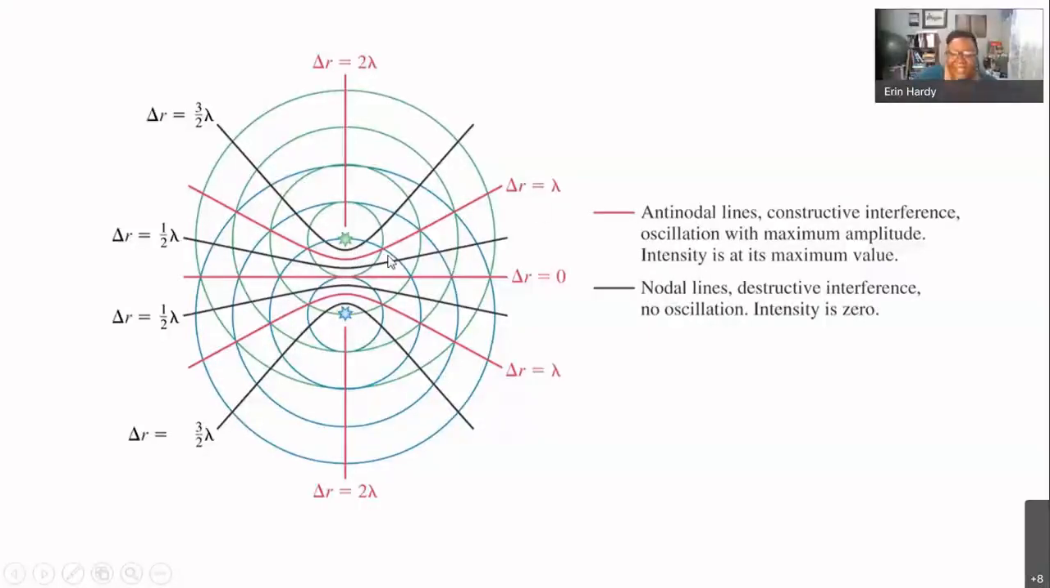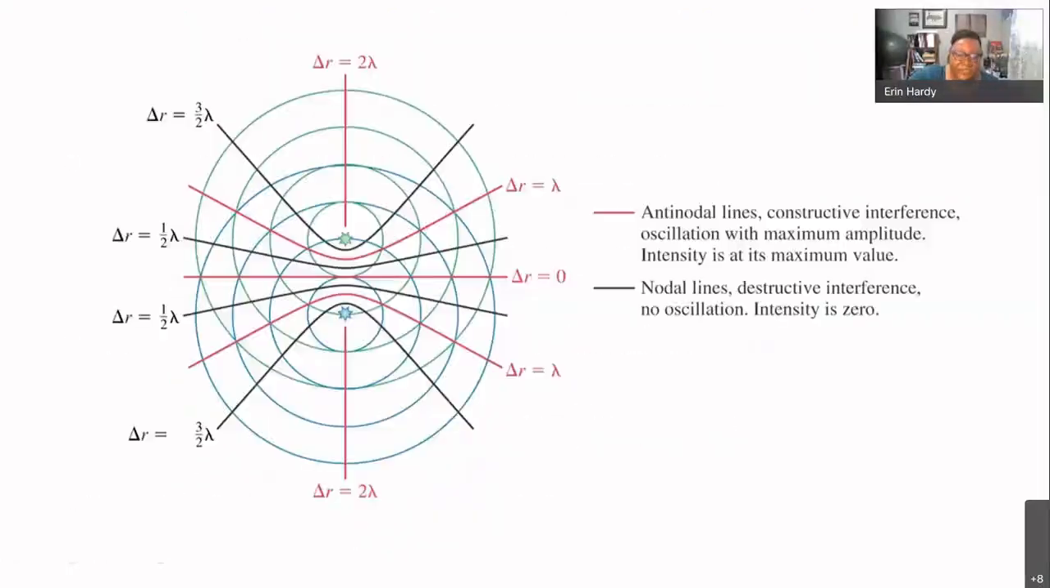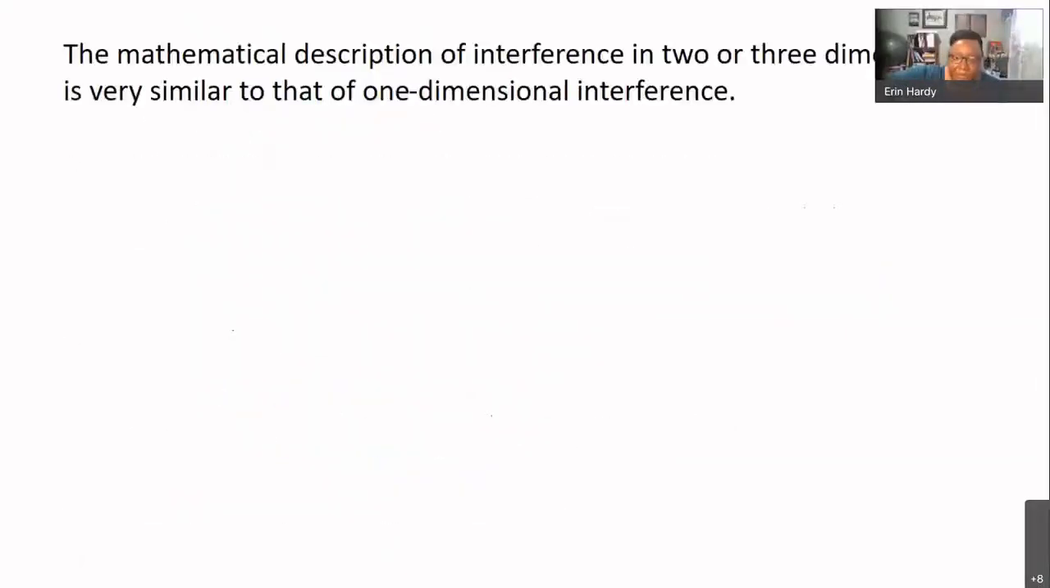So we can take those dots from the earlier slide here and then turn them into continuous lines. The red lines, where you experience maximum constructive interference, are antinodal lines. The black ones are nodal lines because you have perfectly destructive interference along that path.